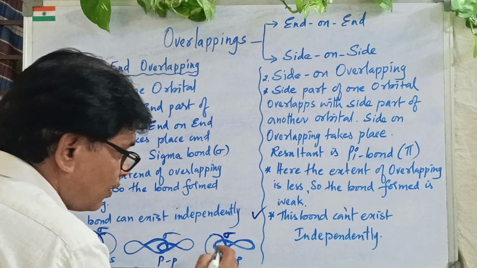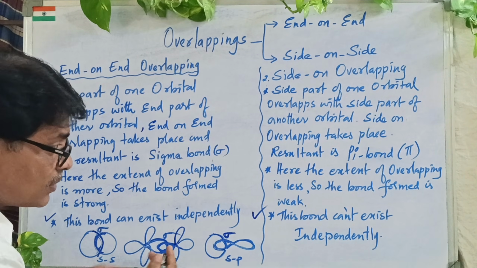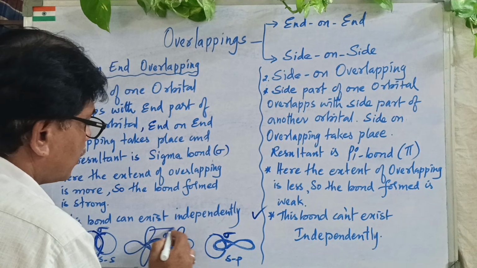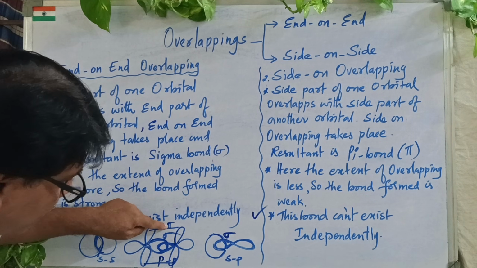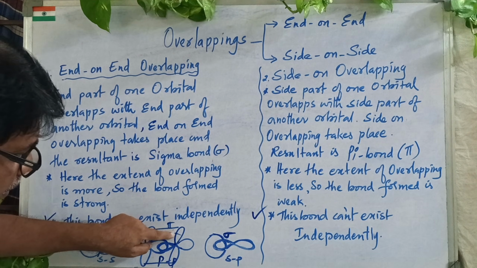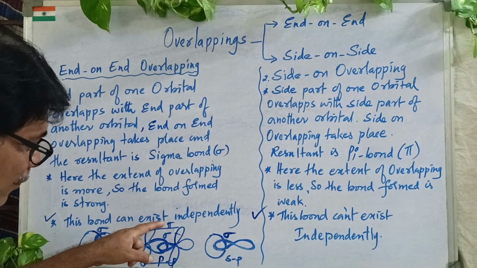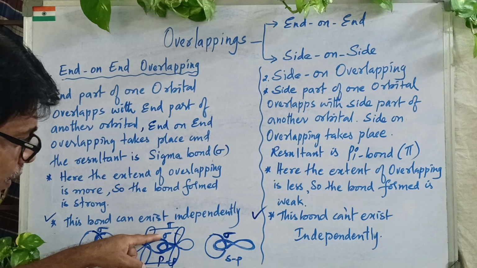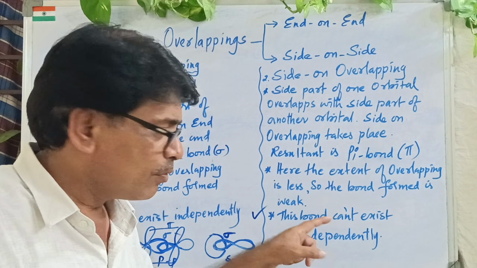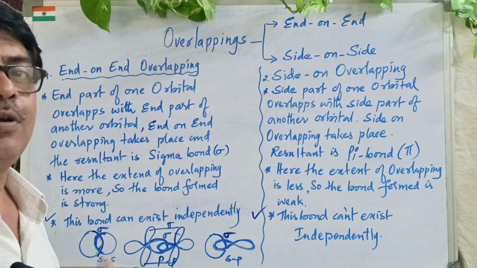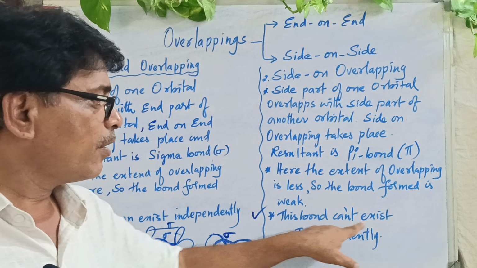To get pi, suppose I'll draw pi over here. Here I can show you. See, this is pi. Side on. This is called side on overlapping. So you got like this. This is pi. Okay, like pi. See, to get pi, first what comes is sigma. That's why it can exist independently. But if pi has to form, sigma will come automatically. Therefore it cannot exist independently. Suppose pi wants to occur, compulsory sigma will come, then only pi. Therefore this depends upon sigma. Therefore it is called cannot exist independently.